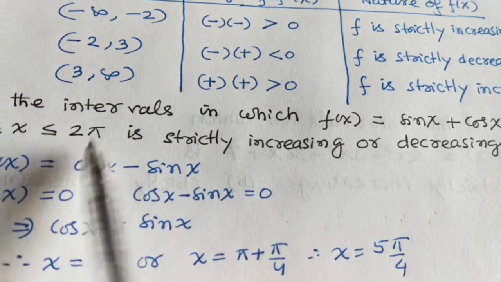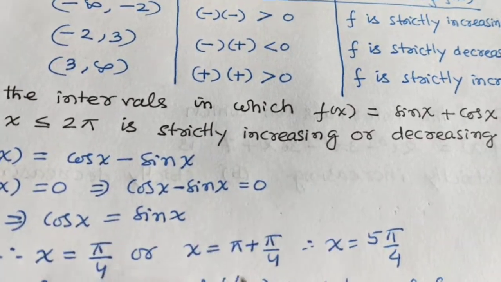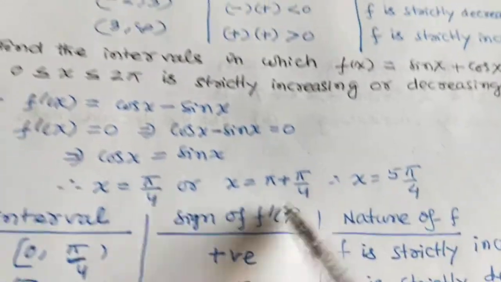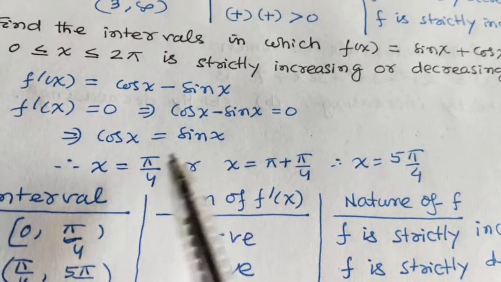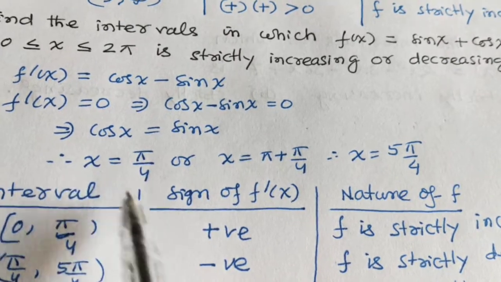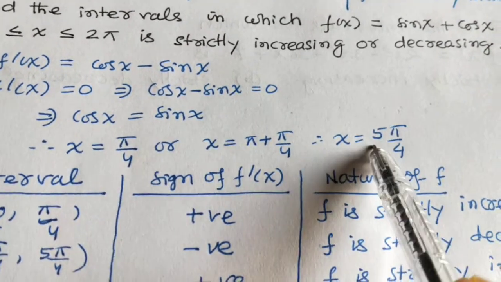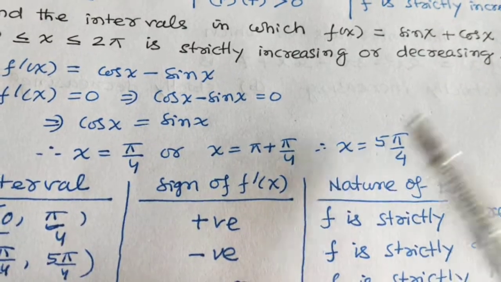And cos and sin will be the same again in the third quadrant, because we are moving from 0 to 2 pi. In the third quadrant, both are negative. So in the third quadrant we go to pi plus pi by 4. So we have got three intervals then: 0 to pi by 4, pi by 4 to 5 pi by 4, and 5 pi by 4 to 2 pi.